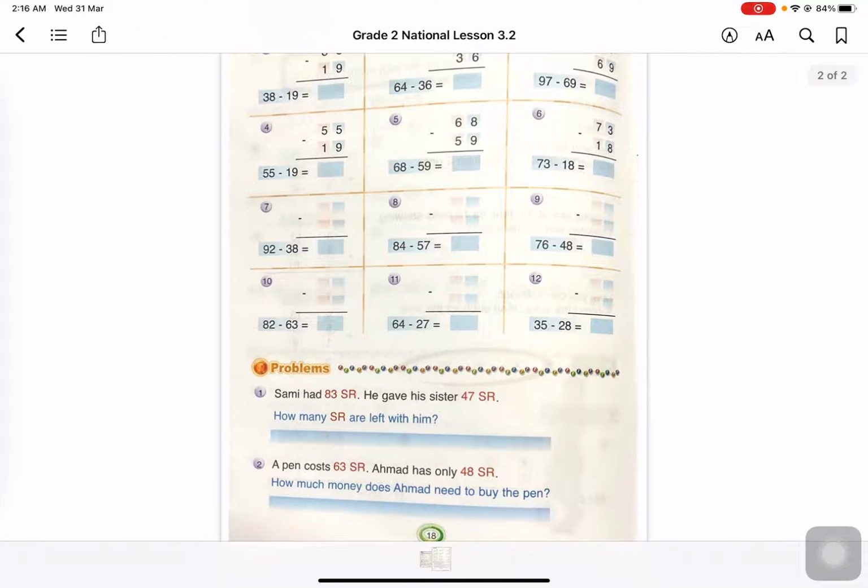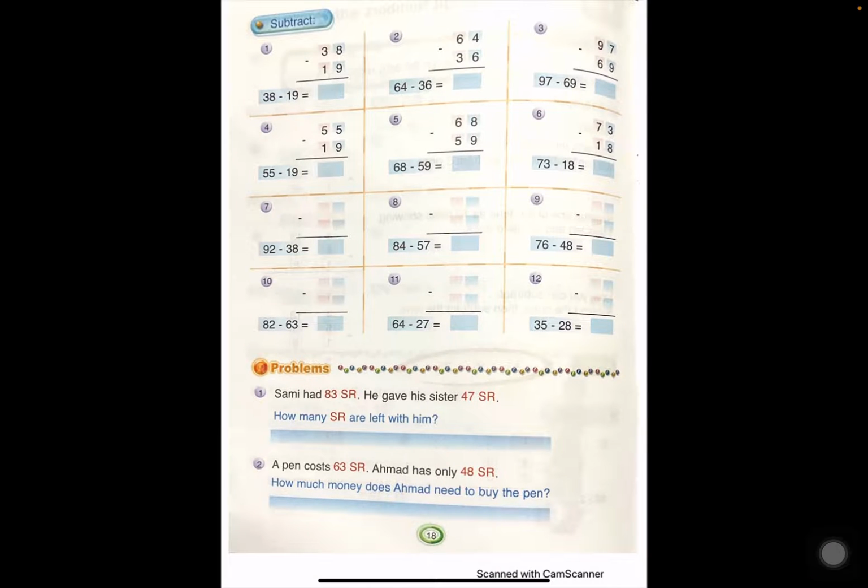Now this is page 18. On page 18, they wrote many questions for us, and they want us to solve them. I will solve the first some of the questions, and I will leave the rest for you to solve, as practice for you. Let's start with question number 1, 38 minus 19. They put the numbers under each other for you vertically. So you are only going to subtract. 8 minus 9, you can't. So what are you going to do? Regroup.